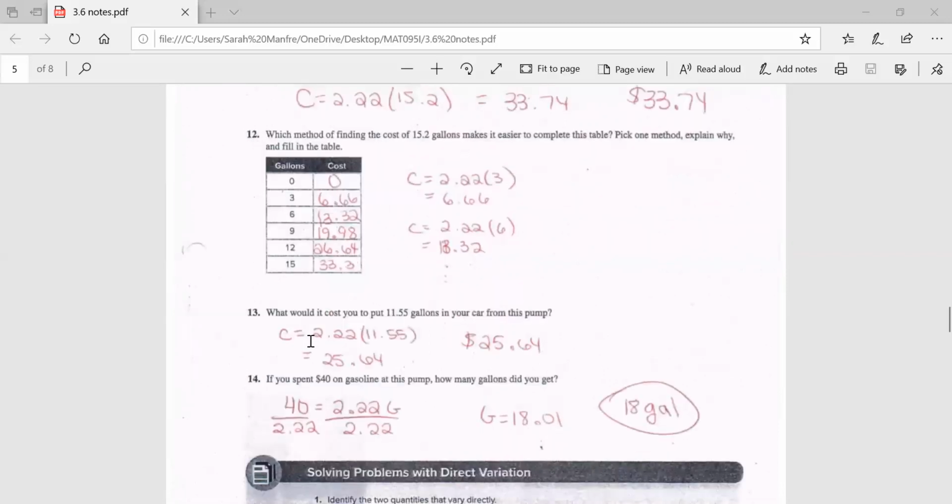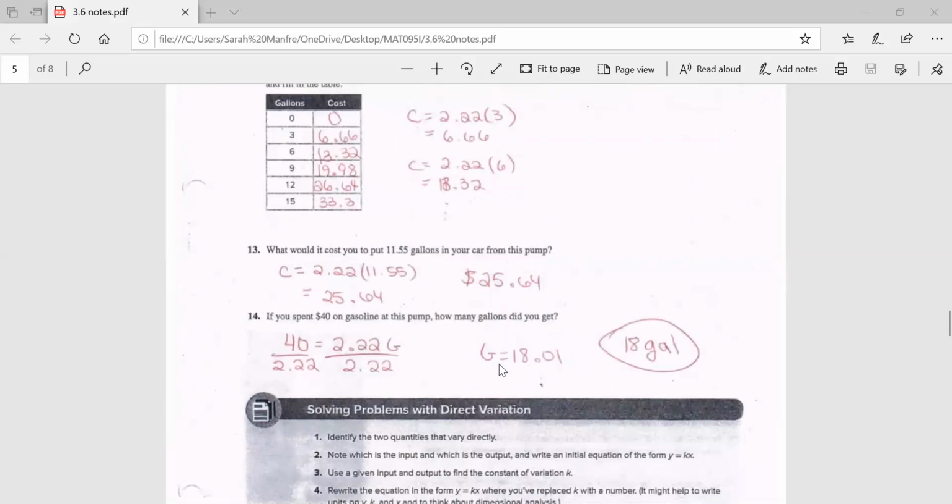All right, what would it cost you to put 11.55 gallons in your car? Well, I'm taking 11.55, multiplying it by $2.22, which means it costs $25.64.